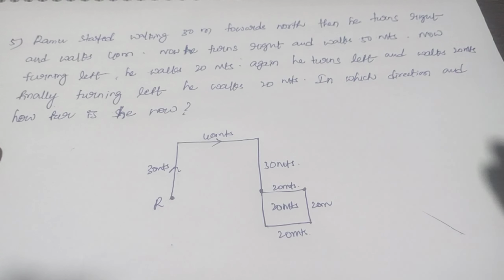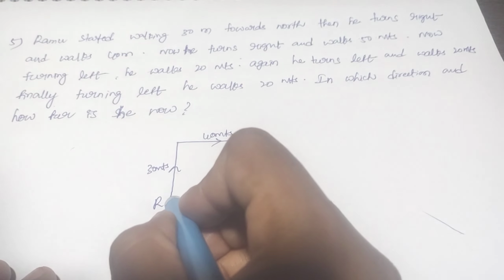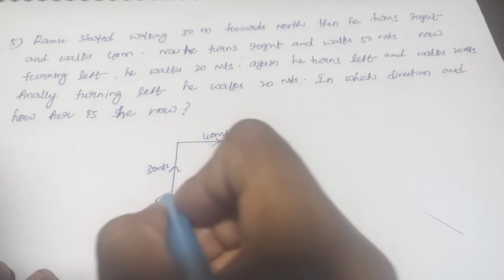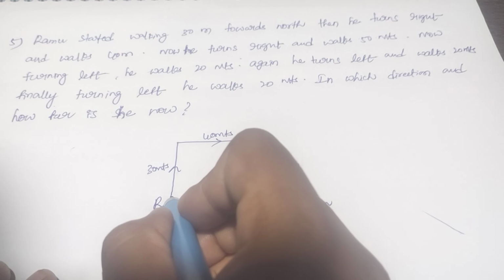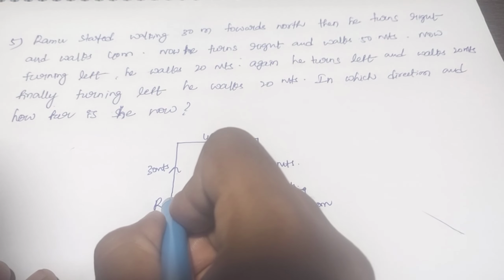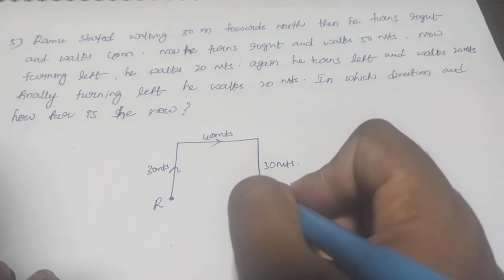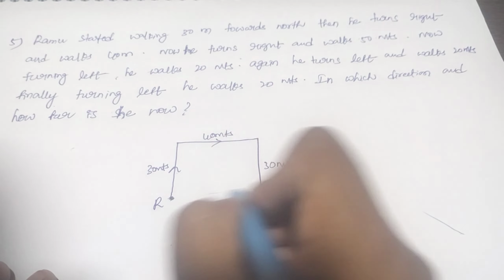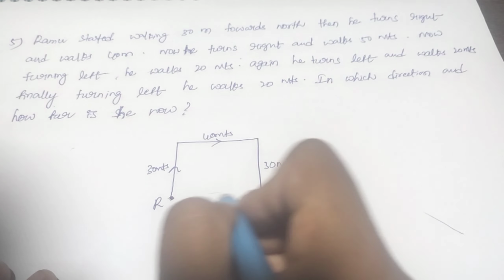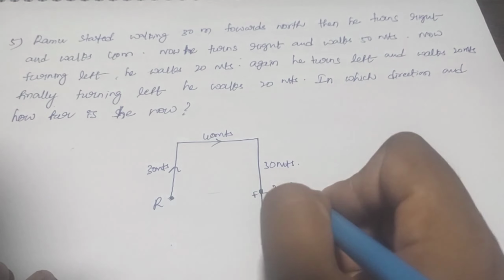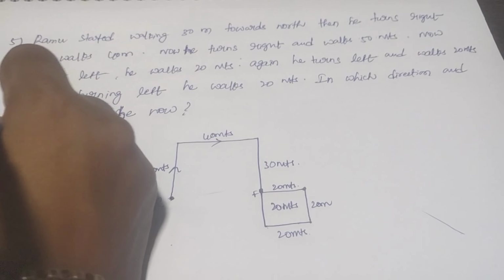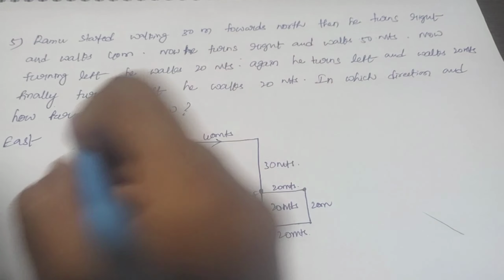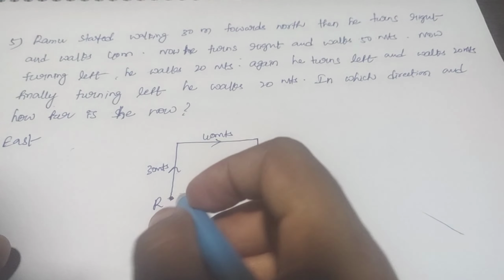In which direction and how far is he now? This is the question. In which direction is Ramu now? From the starting point, here is the starting point and the final point is this one. Now this is the east direction, isn't it? East, west, north, south. So east direction. East.